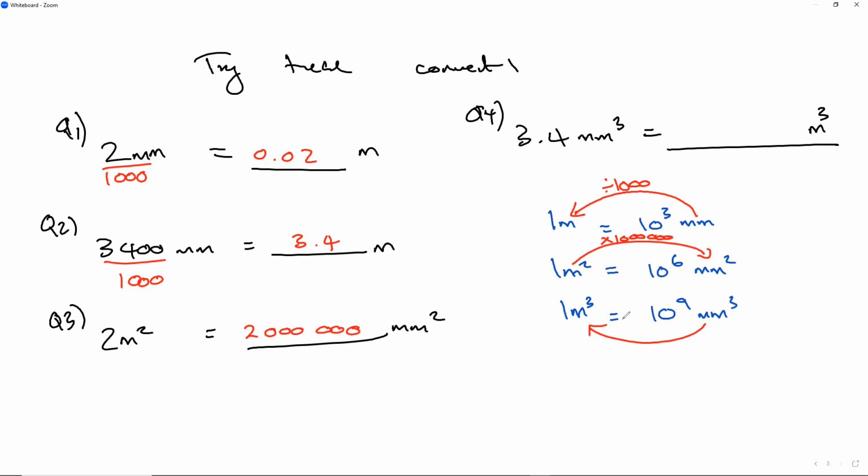I need to go backwards, and so that will become divided by 10 to the power of 9. In other words, because here we're going from millimeters cubed back, we divide it by 9 zeros: 1, 2, 3, 4, 5, 6, 7, 8, 9. So we've got to move this back 9 spaces.